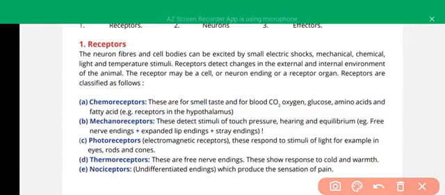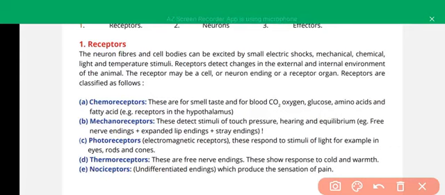Then mechanoreceptors are for mechanical stimuli, like touch, pressure, hearing, and equilibrium. These are free nerve endings, expanded tip endings, and straw endings. It is also very important to know how their endings are: free nerve endings, or expanded endings.